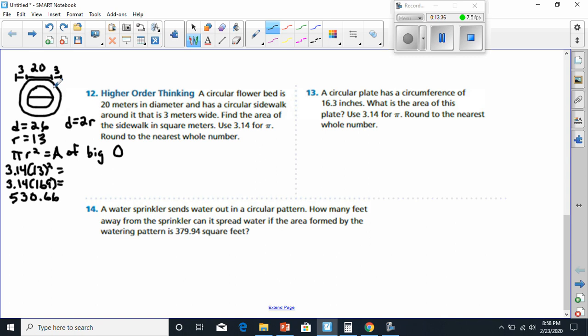That's just the area of the big circle with the garden. Now we've got to find the garden by itself and then subtract that from that amount. Well, the garden was 20 by itself. Since that's a diameter, and the diameter is 2 radiuses, I take 20 and divide it by 2, and that's going to be 10. So in this case, we're going to have pi r squared equals the area of the little circle, which is just the flower bed.